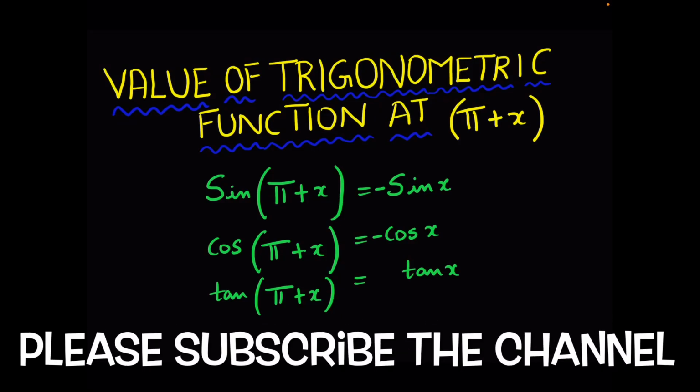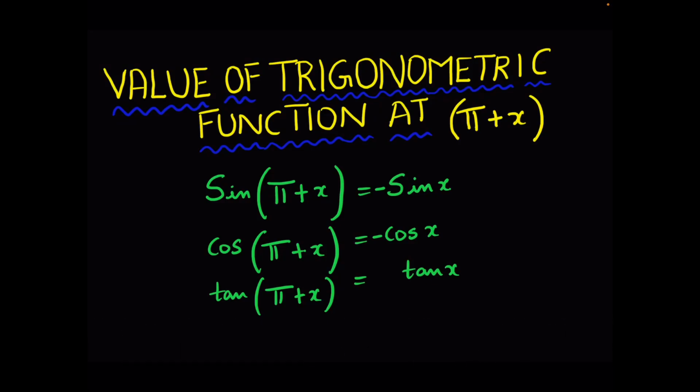In this video, let us understand how to find the trigonometric function values at pi plus x. So pi plus x will be in the third quadrant. So we'll try to understand why sine of pi plus x is minus sin x, cos of pi plus x is minus cos x, and tan of pi plus x is tan x.